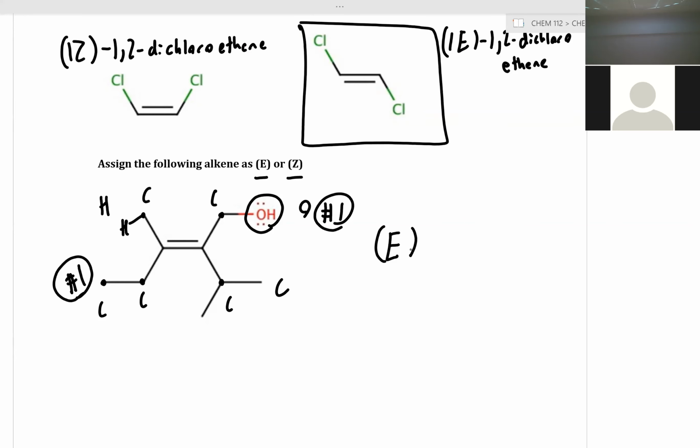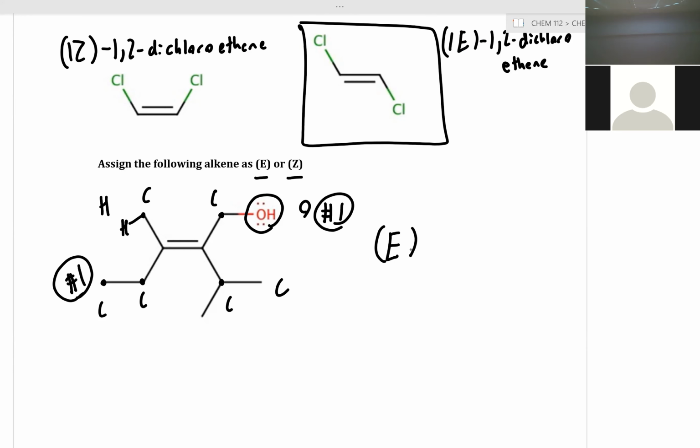Does that make sense so far? Is everyone comfortable with the idea of group priority and assigning group priority? And again, structure drawing tools are a great way to check your work. And in fact, if I punch this into the structure drawing tool, and you're welcome to punch it into Marvin Sketch if you have it, it designates the alkene as an E alkene. Wonderful.